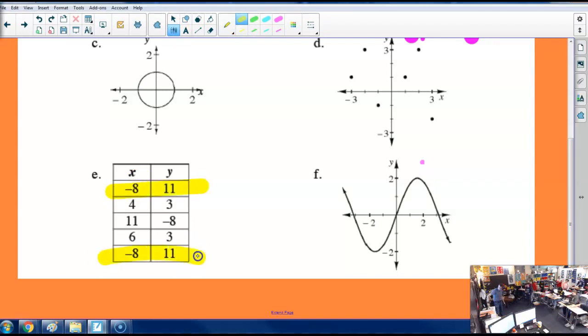D. Yeah, these are the same. So it is a function. Yeah, it's trying to trick you. Same x's, but also the same y's.